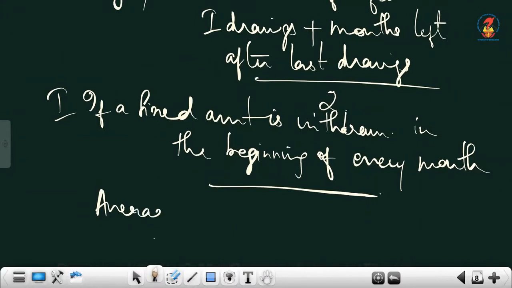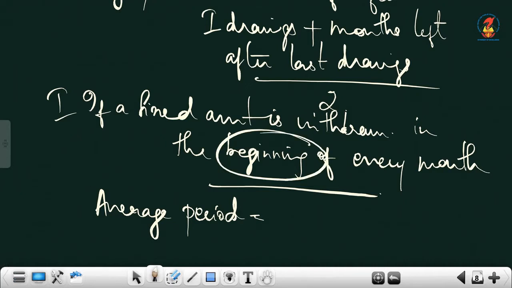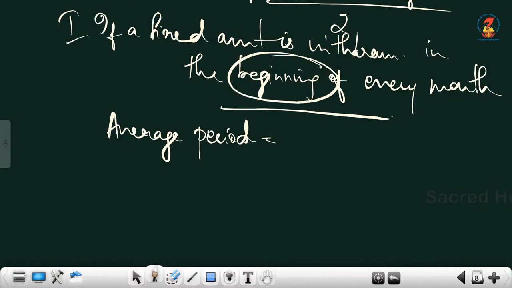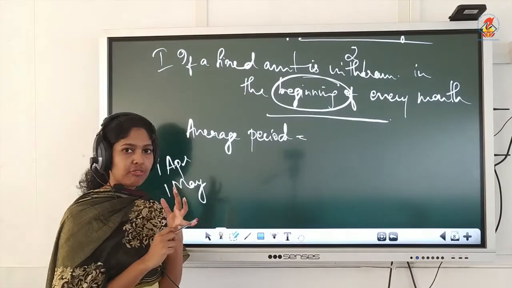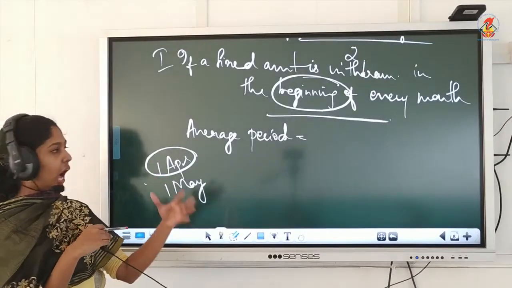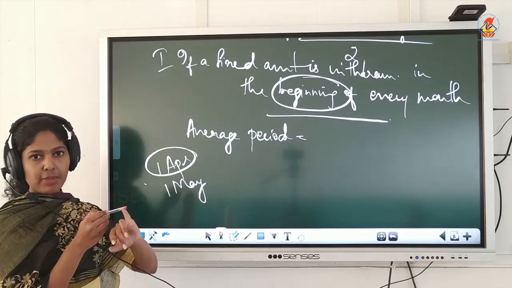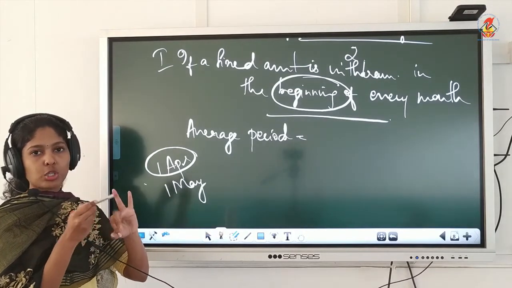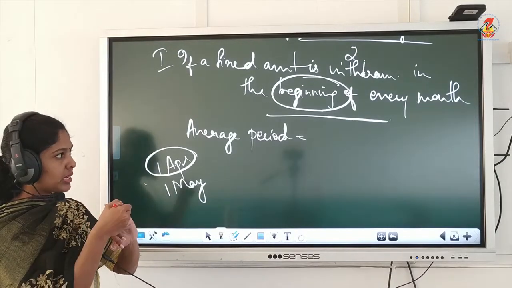So first of all we need to get average period, you have to write that formula once again. Now I am not writing the formula, it is there on the board. Months left after first drawings plus months left after last drawings divided by 2. And now the situation is withdrawal is happening in the beginning of every month. Beginning of every month means the first withdrawal will be on 1st of April. Then on 1st of May. And what we have to take is months left after first drawings. First drawings happened on 1st of April. So what is the number of months after 1st April? The whole year is there. Starting from April. April, May, June, July, August, September, October, November, December, January, February, March. That means whole 1 year is there.